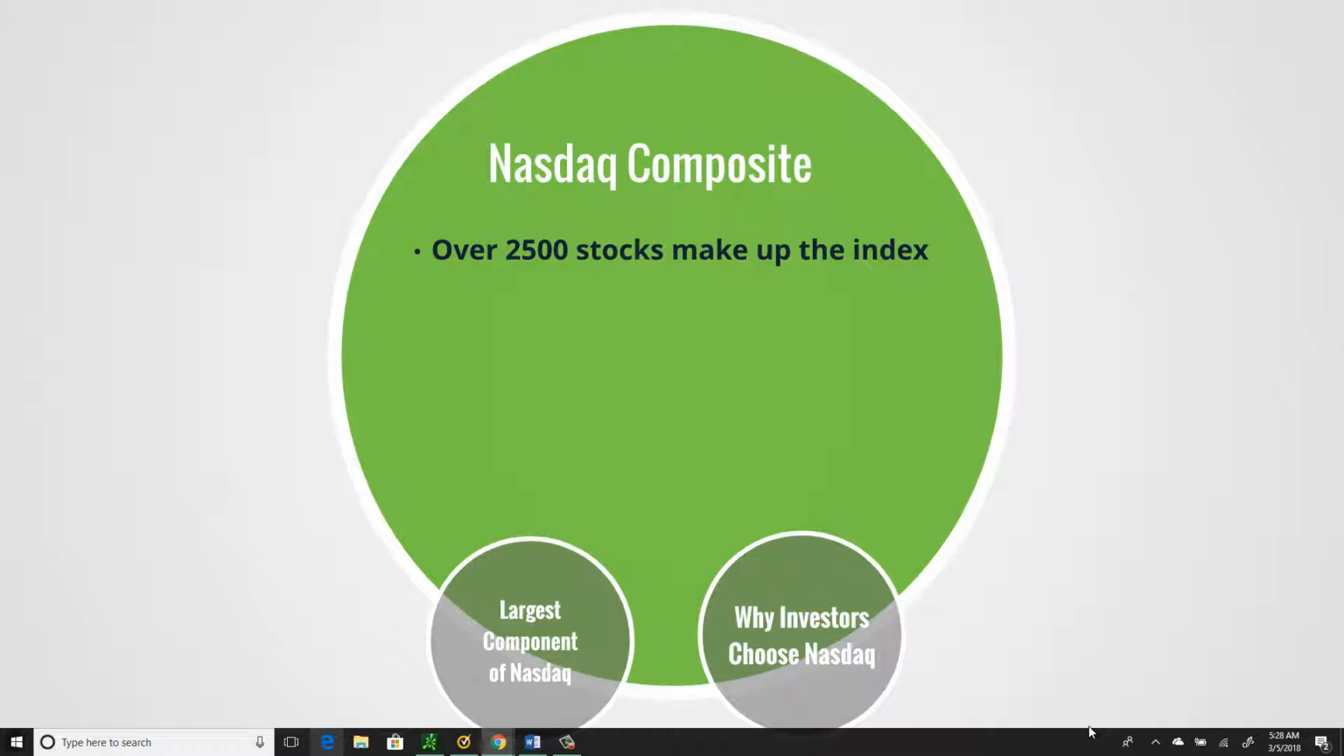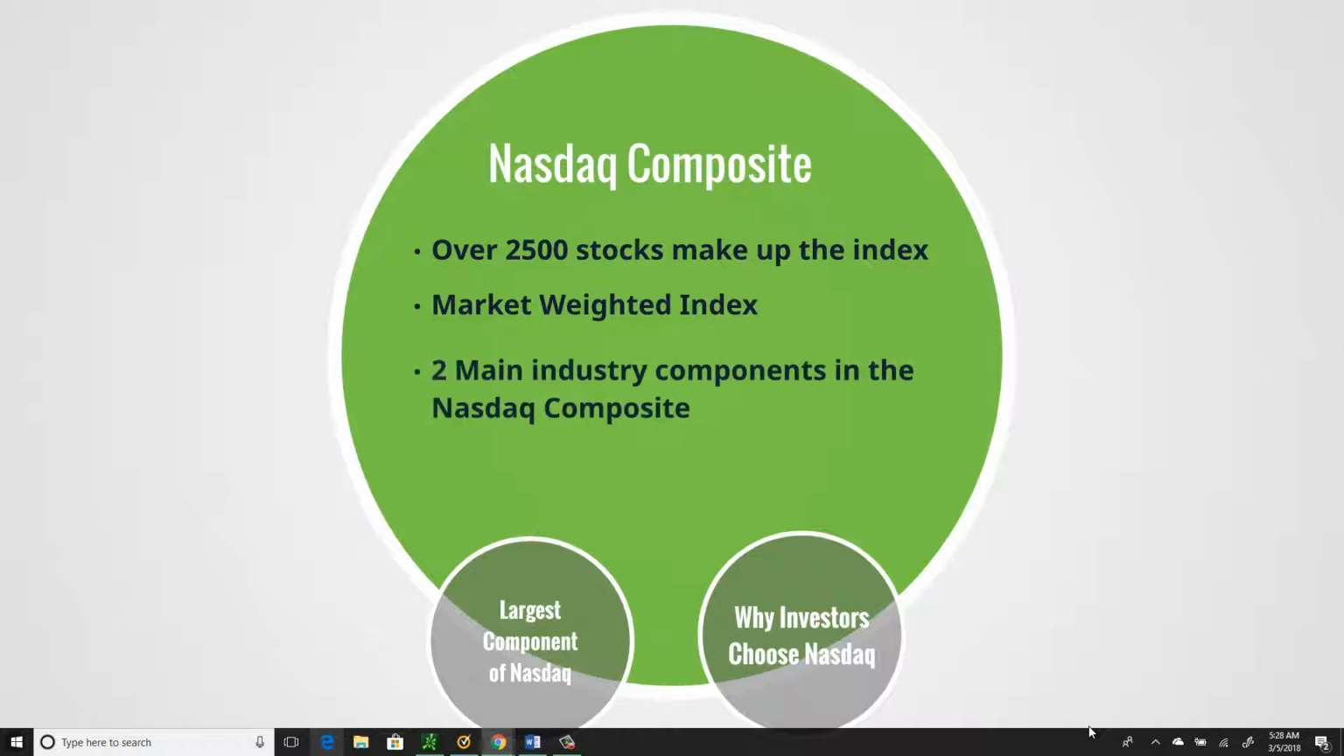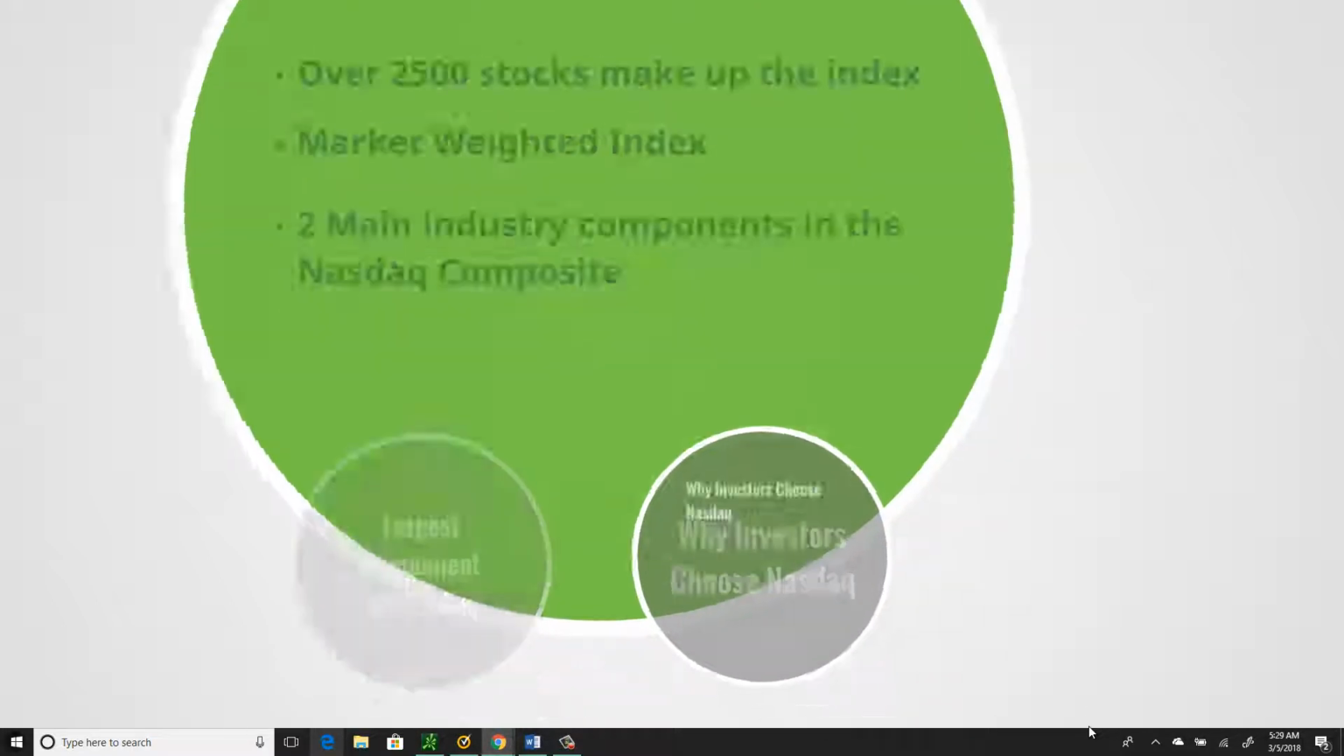And when we're dealing with somebody who's going to help us invest in the Nasdaq, why would we look at the Nasdaq? Well, it's what's called a market-weighted index. Now, in a market-weighted index, the price of the underlying security isn't as important as the size of the company, because different companies will have different sizes. We'll look at that in a little more detail when we talk about the S&P 500. Now, there are two main industry components that make up the Nasdaq Composite, and why they're used the way they are.